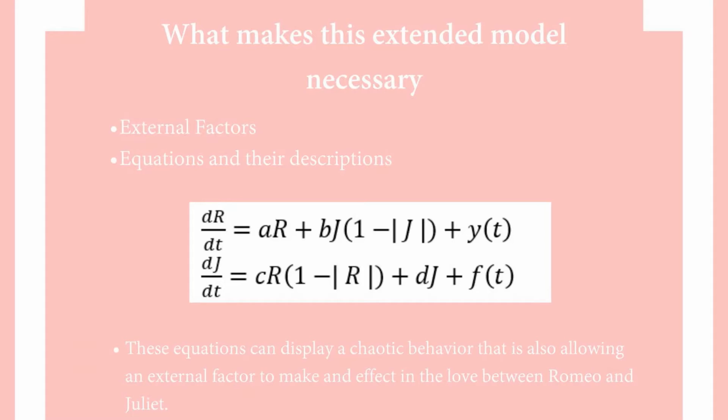In real life situations, they simply will not be isolated by themselves, but rather have different external factors that include parents, that include mental health, and that include, maybe, other partners. So this external factor is modeled by these two equations, y of t and f of t. Now, these equations can display a chaotic behavior, also allowing an external factor to affect the love between Romeo and Juliet.